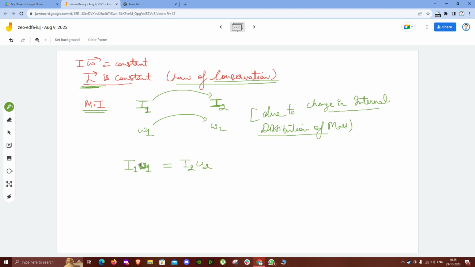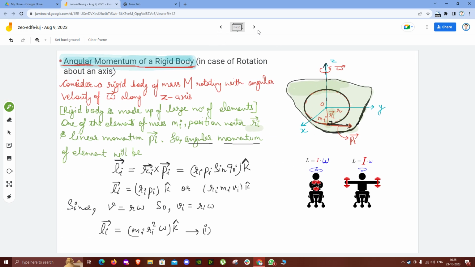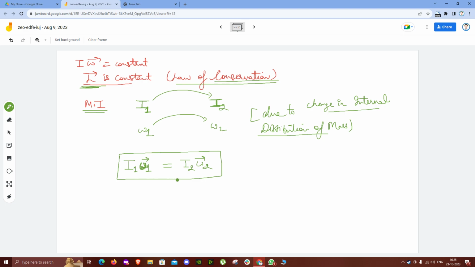The condition is that external torque should not be there. The net torque, tau net, should be 0. There should not be any change in the net torque. So I1 omega 1, let me write the vectors as well, I1 omega 1 is equal to I2 omega 2. It's just like Newton's third law of motion: every action has its equal and opposite reaction, but it's a little different in circular motion. So I1 omega 1 will be equal to I2 omega 2.